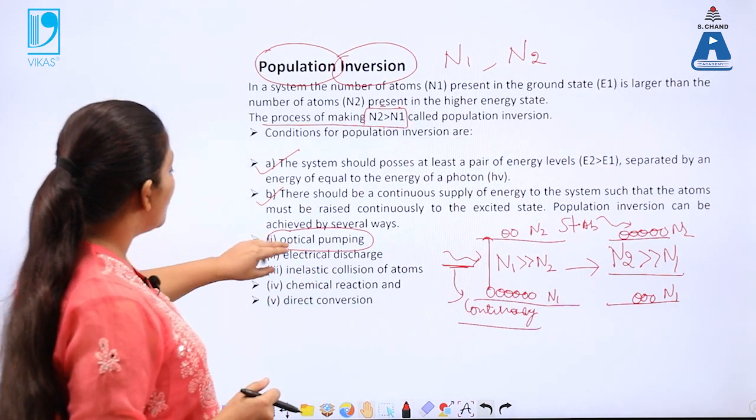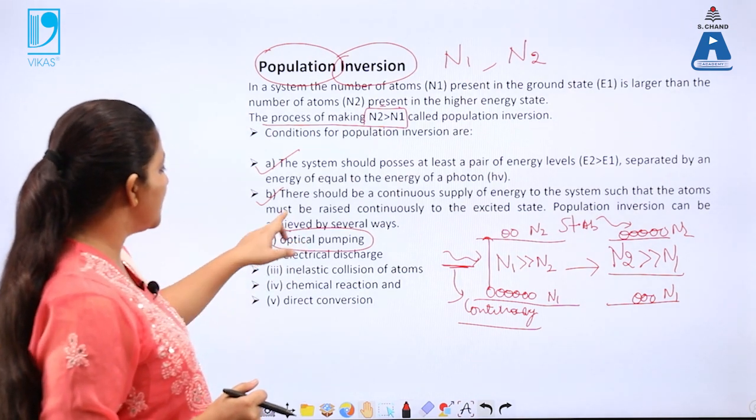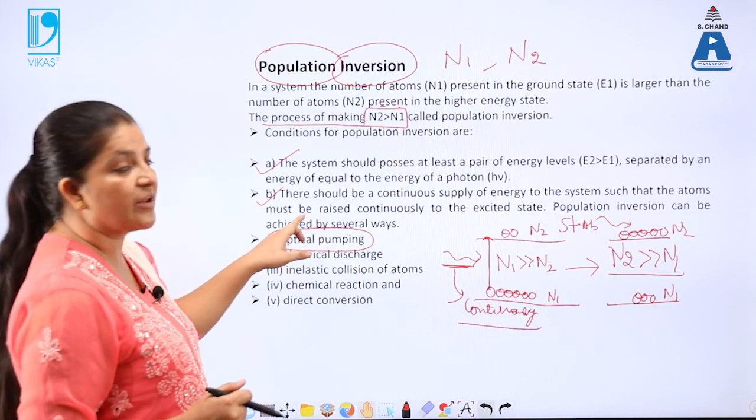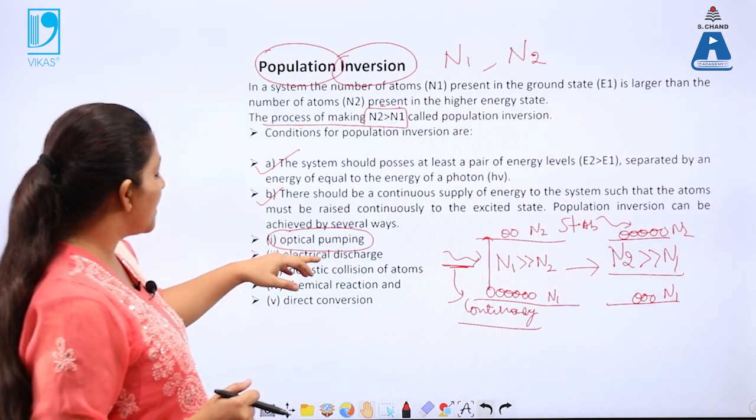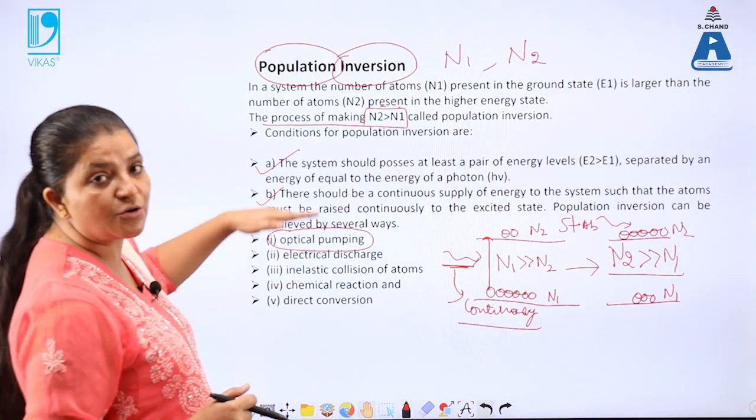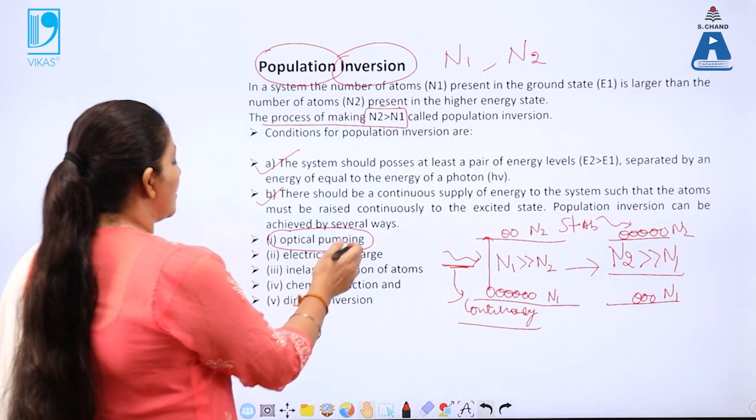Optical pumping means what? Optics means h nu, that is the number of photons. Photons get absorbed, and then more atoms go from the ground state to the excited state. So this is called optical pumping.